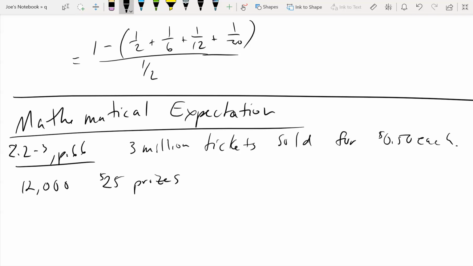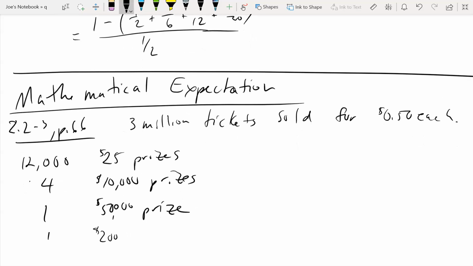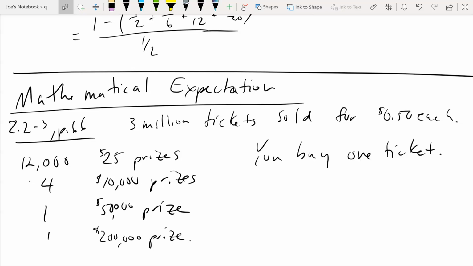There are 4 $10,000 prizes. There is one $50,000 prize. And there's one $200,000 prize. You buy one ticket. What is your expected value of the game?